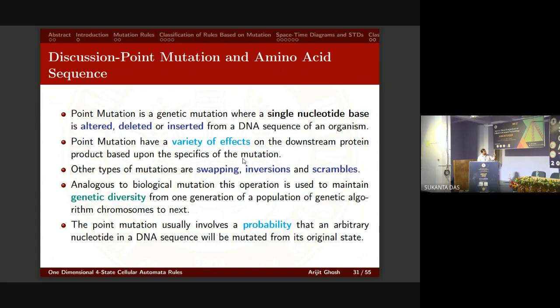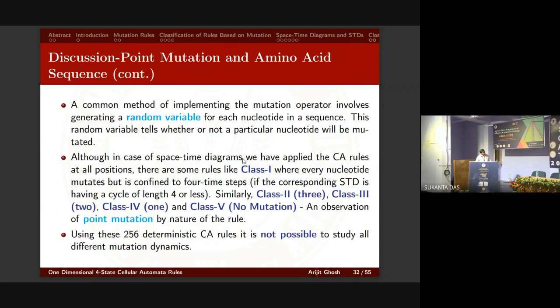Analogous to biological mutation, this operation is used to maintain genetic diversity from one generation of a population of genetic algorithm chromosomes to the next. The point mutation usually involves a probability that an arbitrary nucleotide in a DNA sequence will be mutated from its original state. A common method of implementing the mutation operator involves generating a random variable for each nucleotide in a sequence. This random variable tells whether or not a particular nucleotide will be mutated.